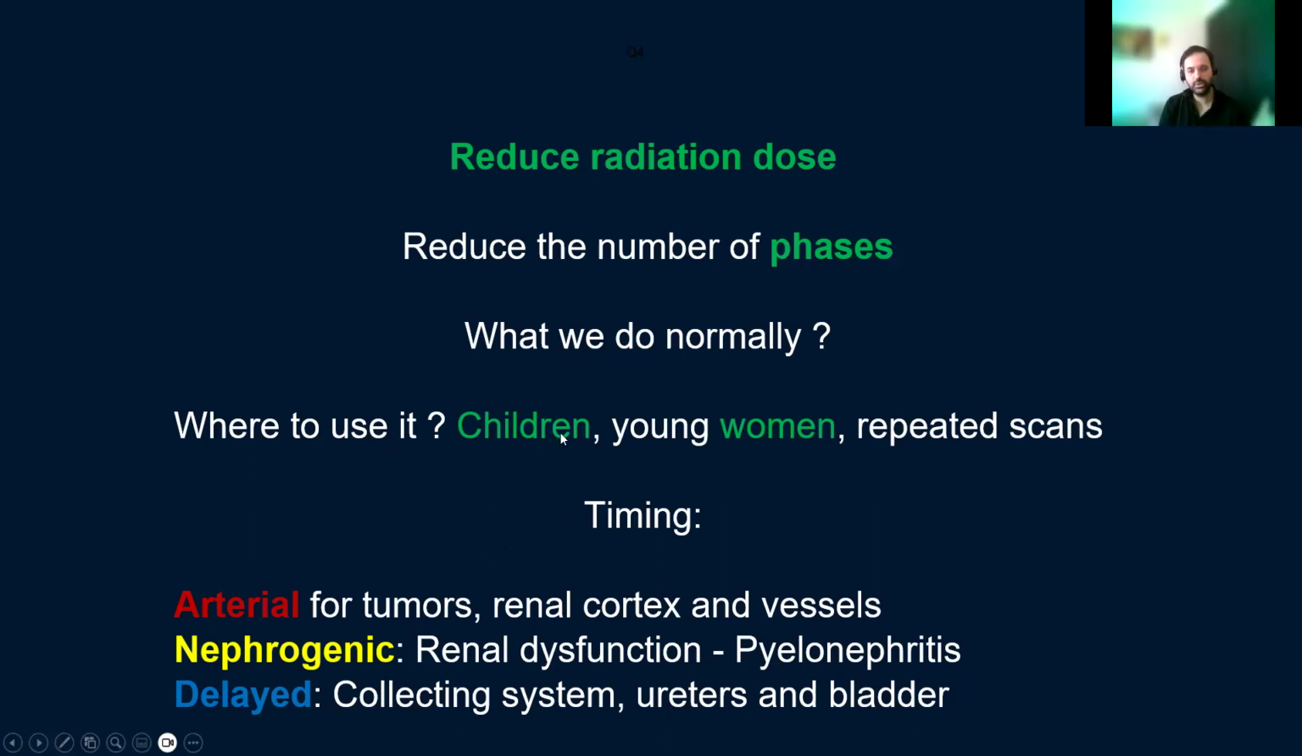So where to use this? You can use this in children, you can use this in young women, wherever you want to reduce radiation dose and exposure, especially in patients who need repeated scans, say patients who are undergoing stone protocol CTs, or those who are getting followed up for, say, malignancies. So they keep getting repeated CT scans. In those patients, the split bolus technique can be very useful.